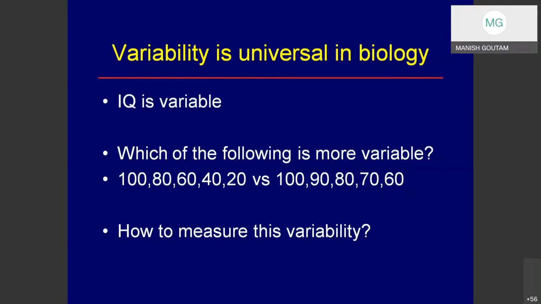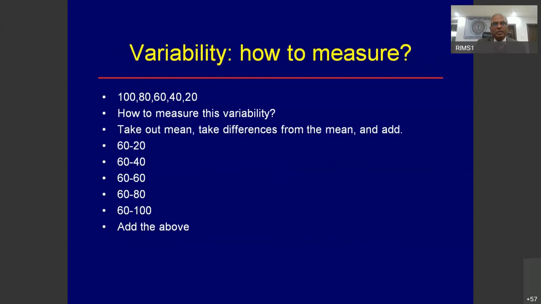And the question is how to express this variability, right? So that is a problem. Let's take the first one, 100, 80, 60, 40, and 20. And we want to measure this variability and quantify it. So one idea people got was take out the mean of all the values and then differences from the mean, which is also called distance from the mean. So more the distance, wider is the variability. So they started taking a difference. If you add 100 plus 80, 180 plus 60, 240 plus 40, 280 plus 20, 300. 300 divided by 5 will give you 60 as the mean.